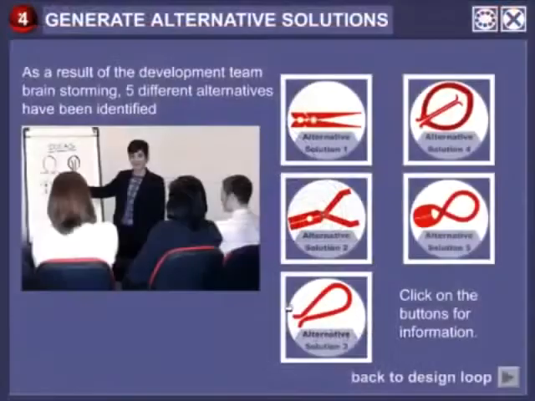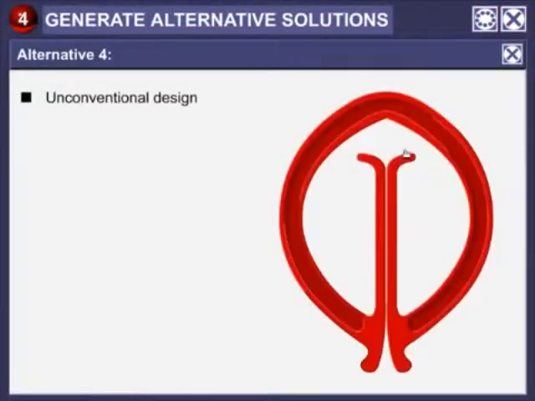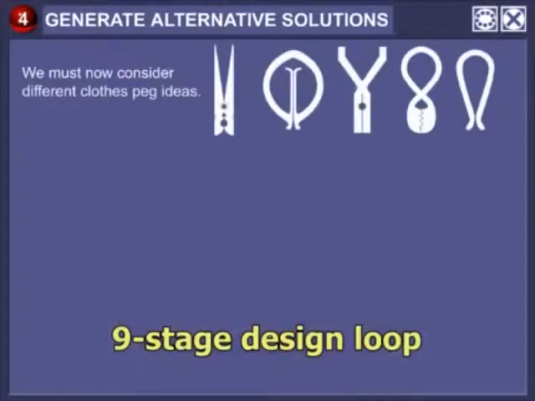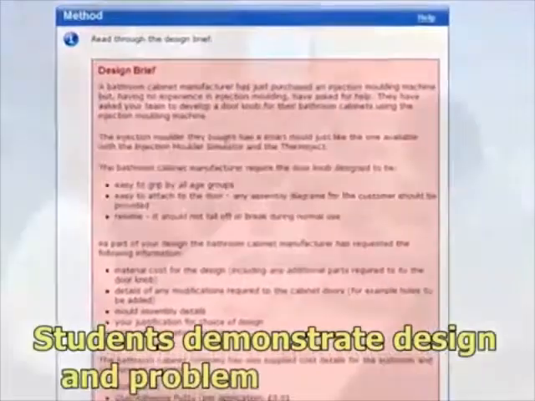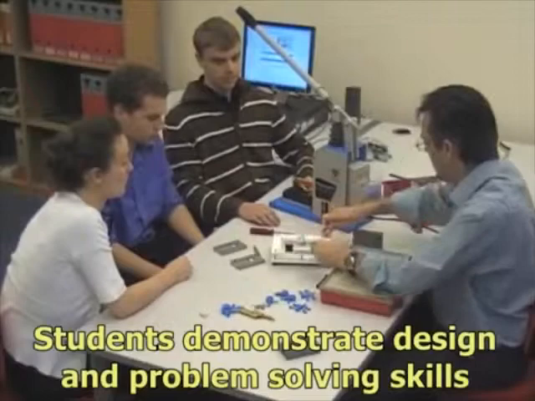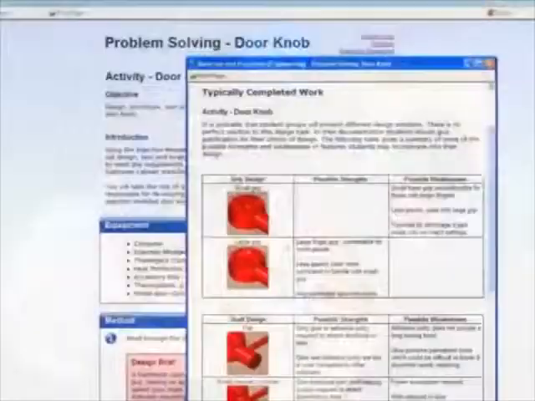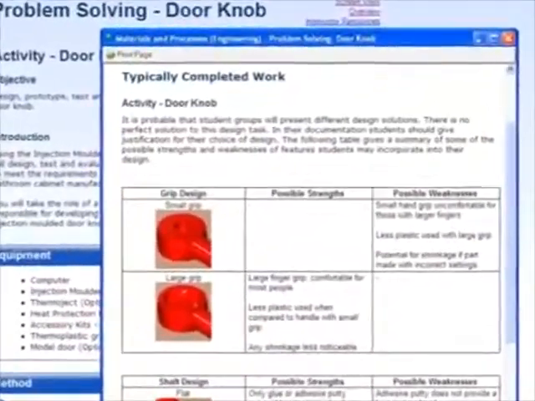Taking a product from concept stage through to manufacture is a challenge for the most experienced team. The 9-stage design loop is a systematic approach explored by students. In the final task, students are given a brief from a client to develop and make a doorknob for a cabinet. They are required to meet user criteria, and the manufacturing costs must be considered.